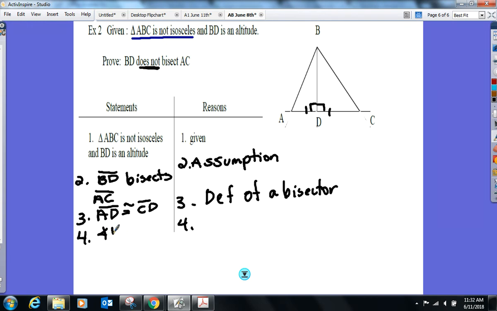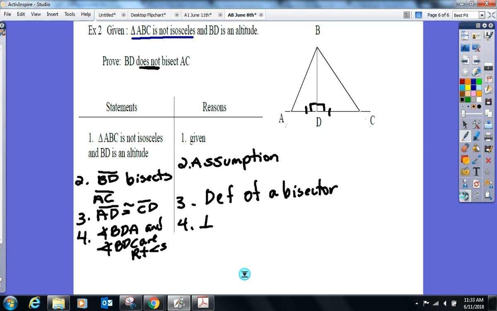Angle. I'm not contradicting the proof statement. I'm going to contradict a given. I'll show you why at the end. Okay. So BDA and BDC are right angles. Why are they right angles?